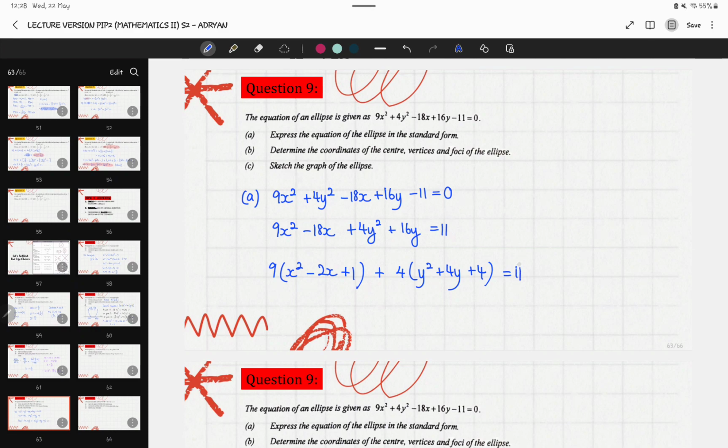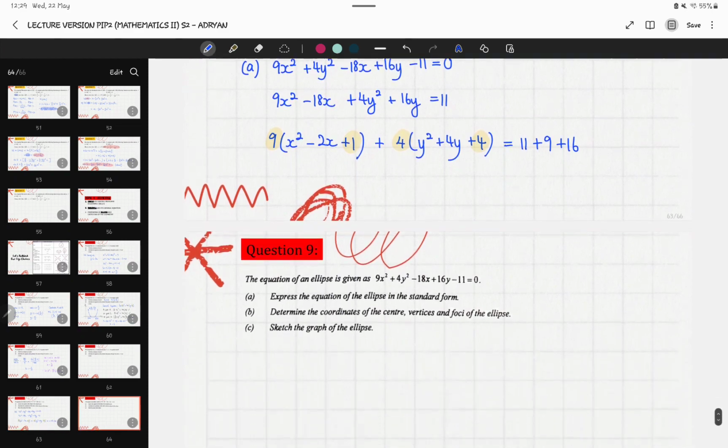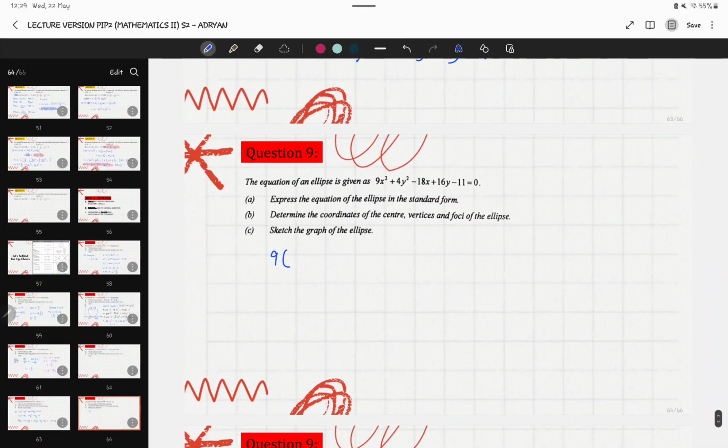Okay, now 11 at the back. The problem is we have added a number on the left hand side, so we also have to add the number on the right. So sekarang on the right we put 11, we plus 9. Kenapa plus 9? Because 9 times positive 1, 4 times 4. So here will be plus 9 and then plus another 16. Okay, so moving on, you will get like 9. Okay, factorize terus, x minus 1 squared plus 4 y plus 2 squared equals to 36.